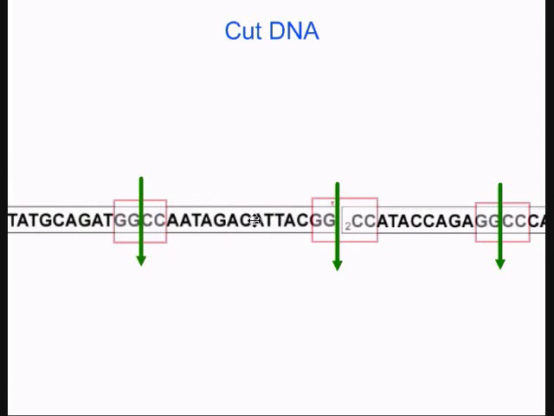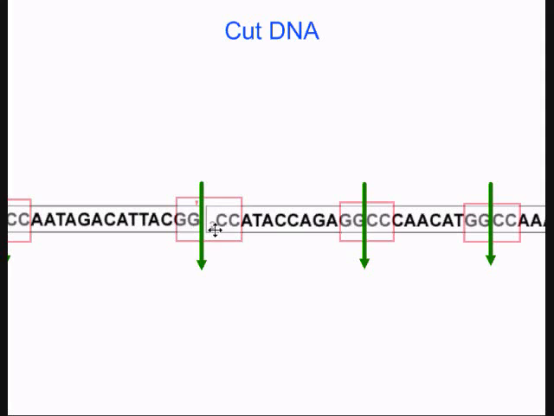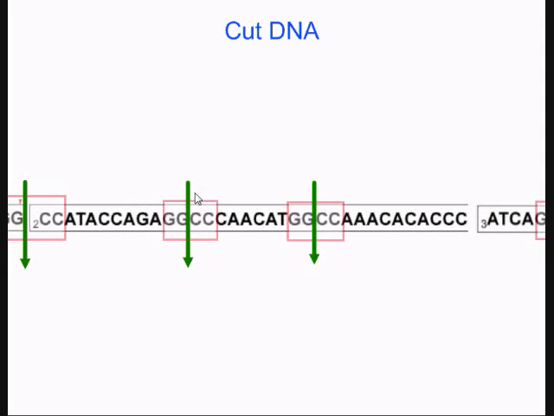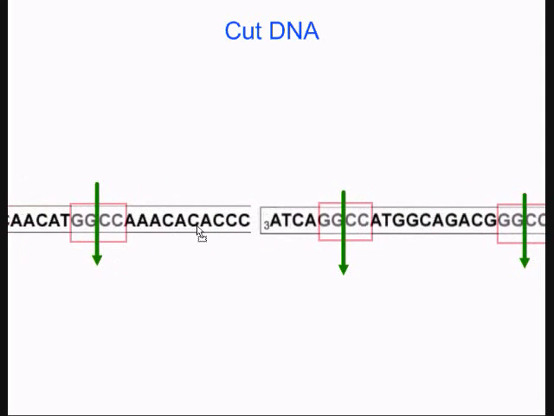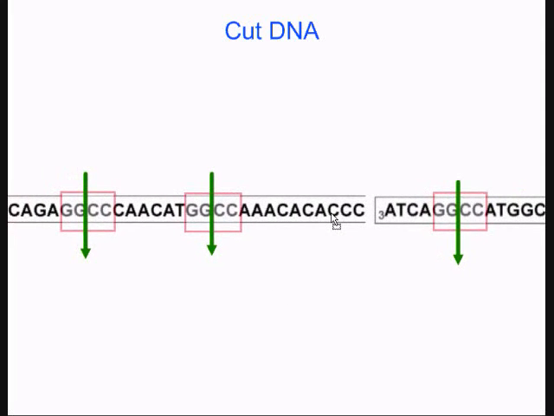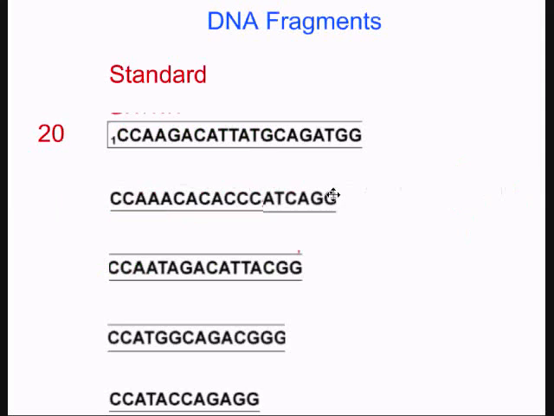Here was another GGCC. We'll cut again. Here's another one. There should have been 7 of them, right? And if you do this correctly, if we had 7 of them and you cut them all, you should end up with 8 pieces of paper. These are called DNA fragments.